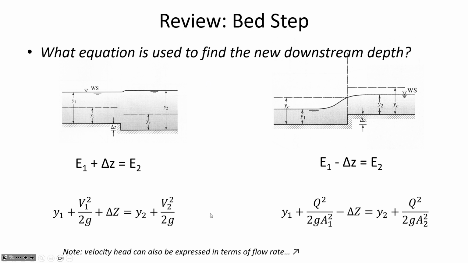So specific energy says depth plus velocity head plus the delta Z is equal to depth and velocity head at 2. We can express the velocity head in terms of Q and A, or flow per unit width squared divided by 2gy squared. We're getting a larger and larger tool chest of these shortcuts and expressions we can use with the specific energy equation.